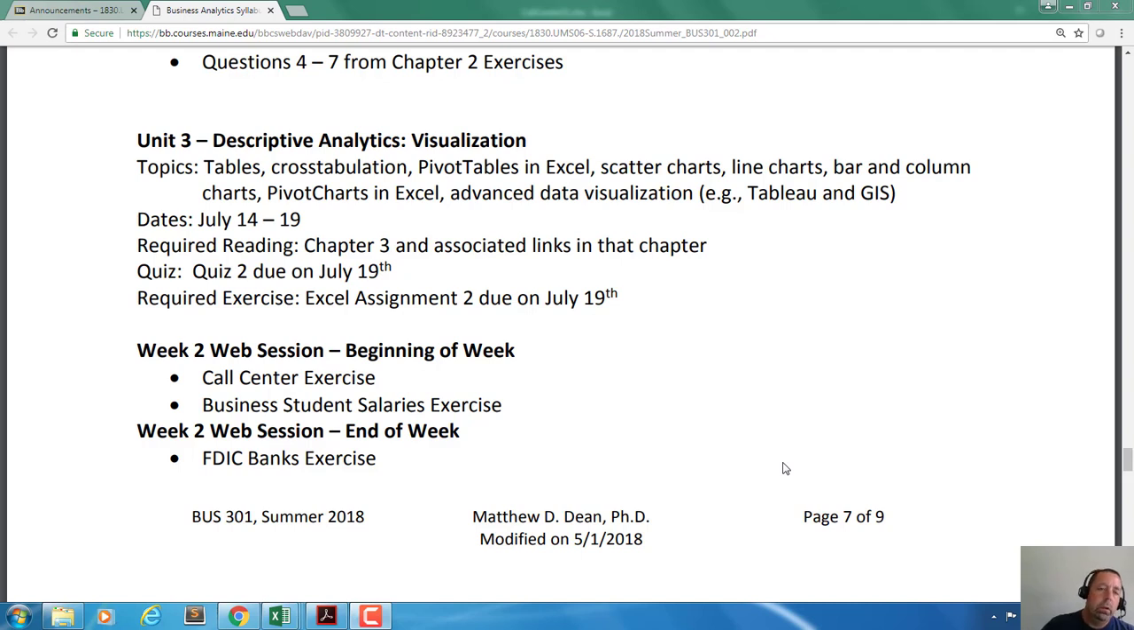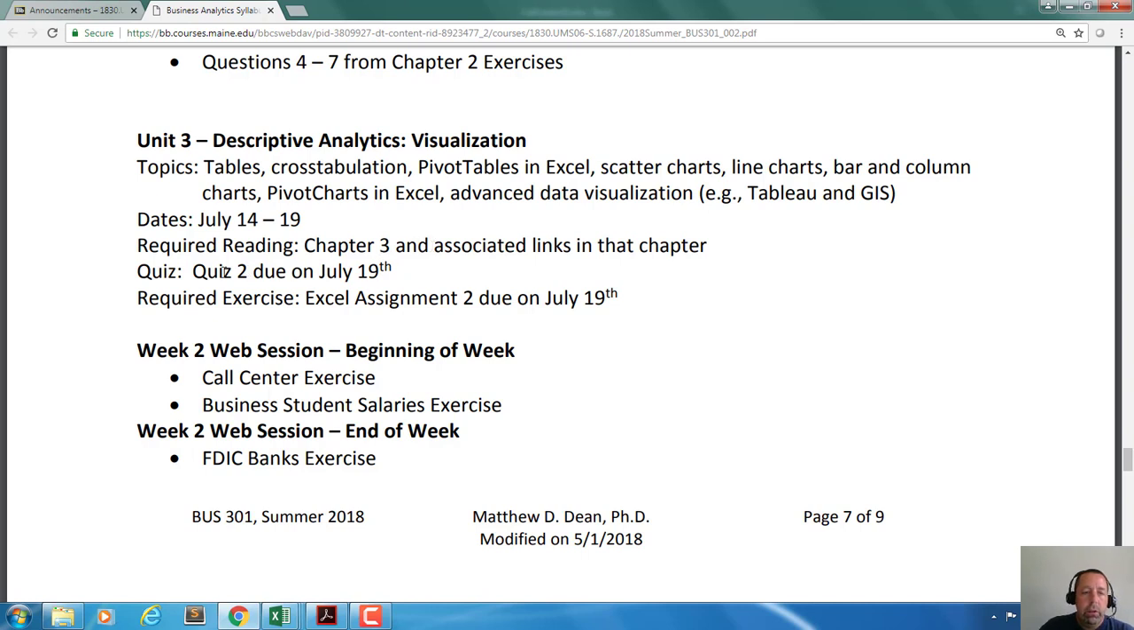Okay, we're in week 2 of Business 301. We're in Unit 3, Descriptive Analytics Visualization. So we'll be doing some charting as well as some pivot tables, which are very, very useful in Excel. Chapter 3 is the chapter you should be reading and all the links in it.